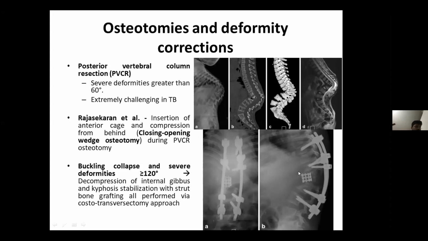cage insertion anteriorly, whereby the anterior column is opened along with a closing osteotomy of the posterior column. So that's pretty much the closing-opening wedge osteotomy, the PVCR.